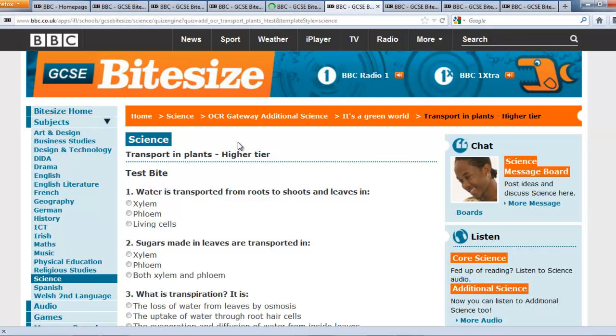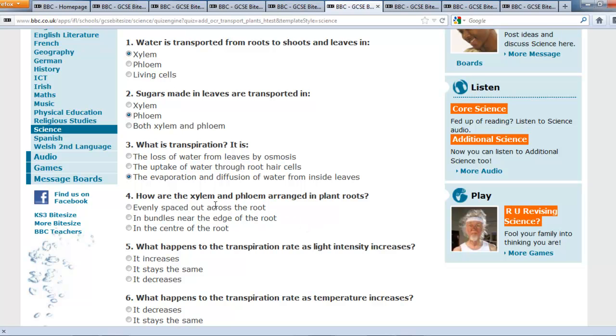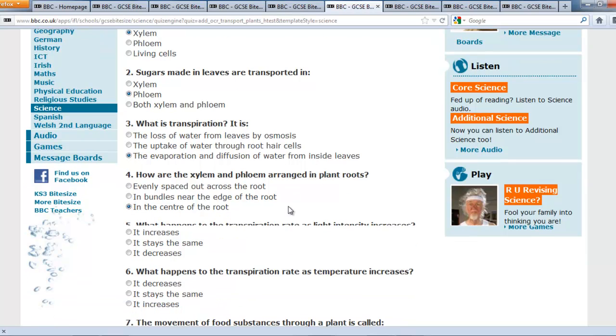Water is transported from roots to shoots and leaves in xylem vessels. Sugars made in leaves are transported in phloem vessels. What is transpiration? The evaporation and diffusion of water from inside leaves. It's not fully explaining it, but yeah. How are the xylem and phloem arranged in plant roots? In the center of the root.